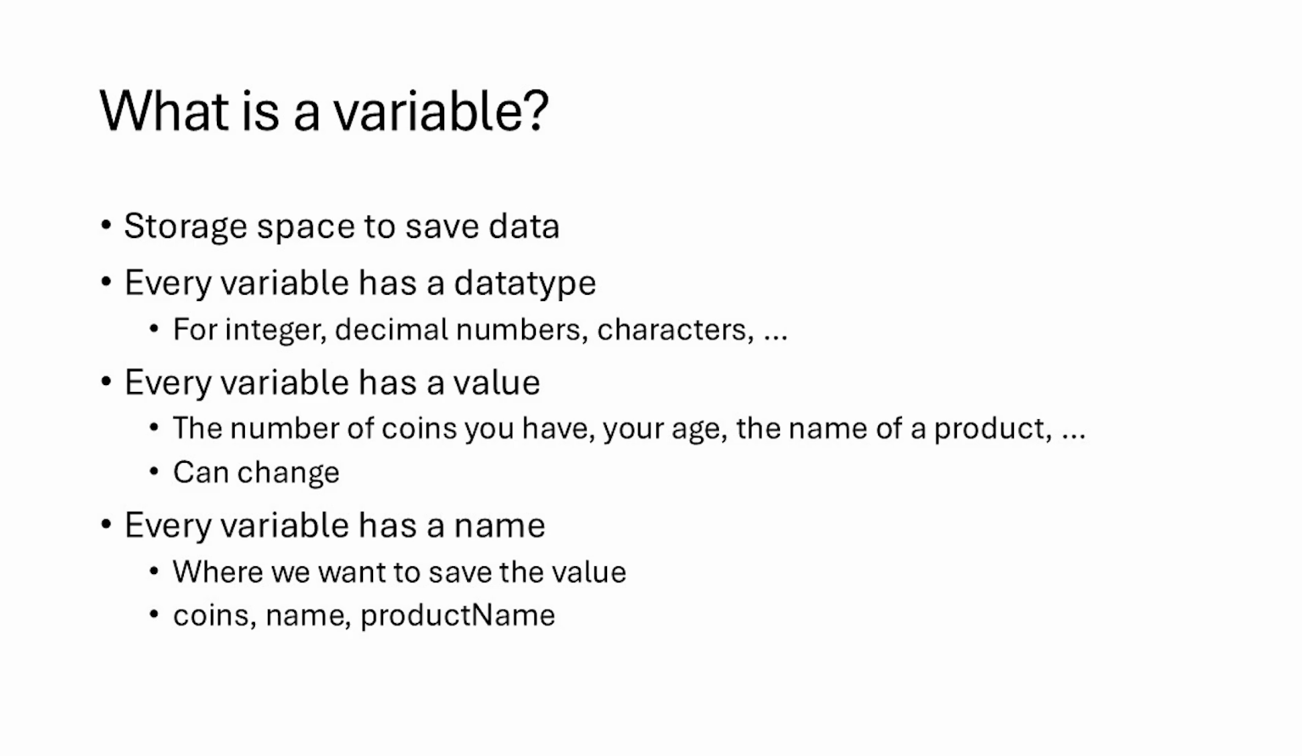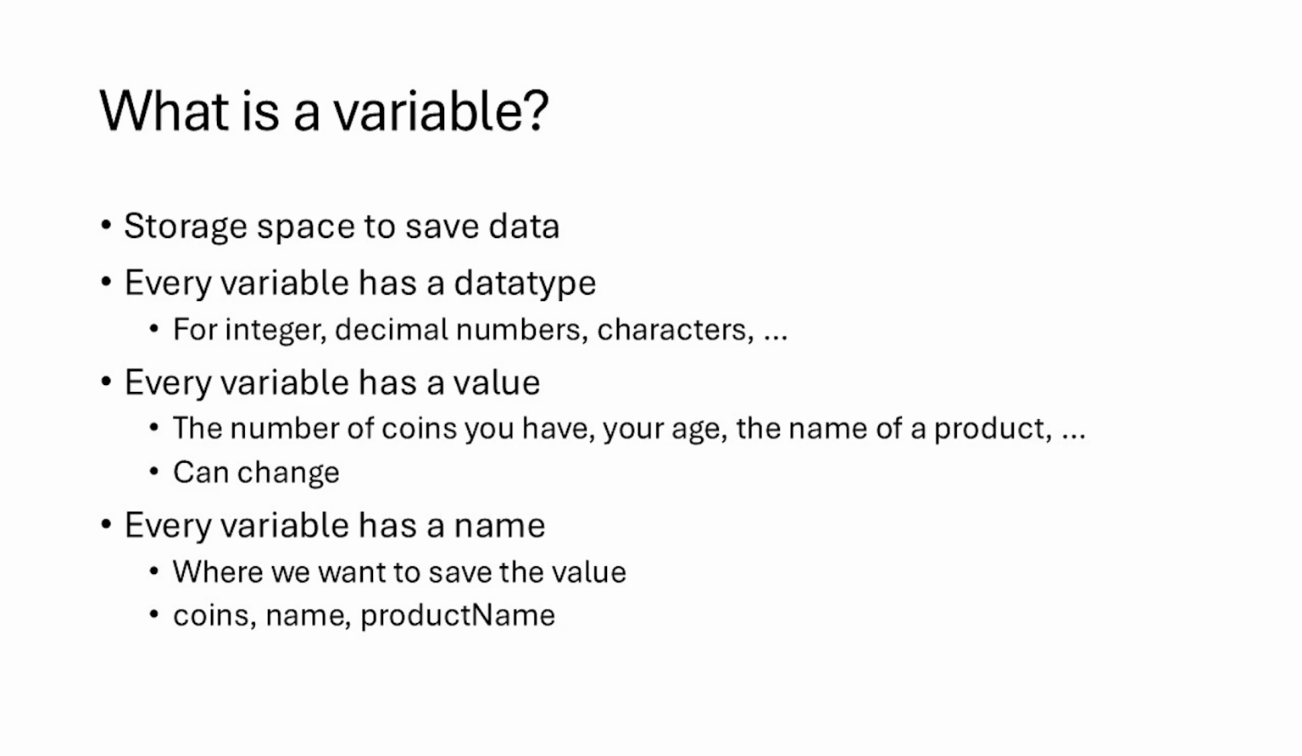First of all, a variable is a storage space to save data. And every variable always has three properties. Every variable has a data type, which describes what is saved in it. For example, integers or decimal numbers, characters.